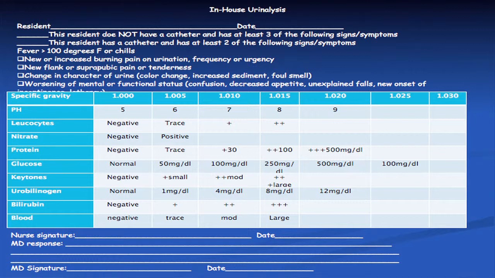So, you had to have 3 symptoms if you didn't have a Foley catheter, and 2 if you had the Foley catheter. And the nursing staff was told that if they had 1 or 2 symptoms, to push fluids for at least 24 to 48 hours to try to hydrate the resident before dipping it and calling the physician. So this cut down on the usage of antibiotics.